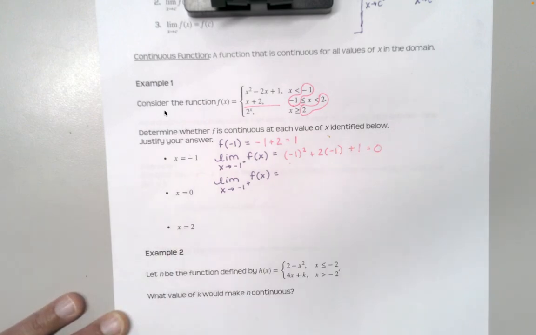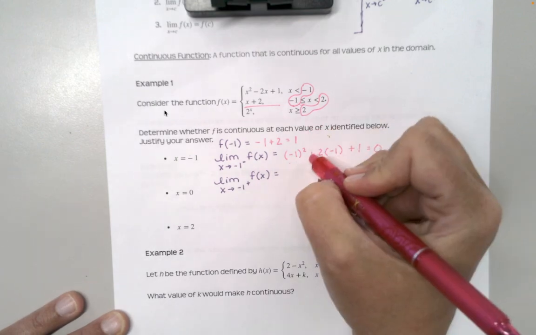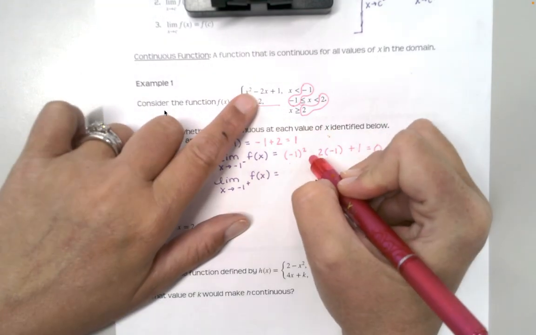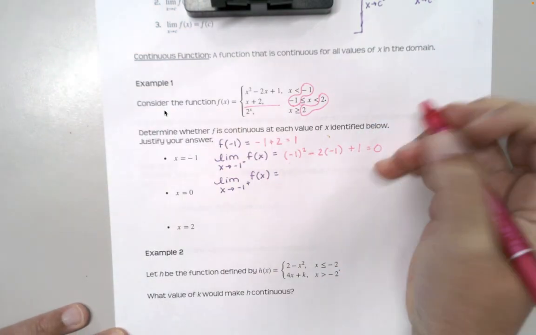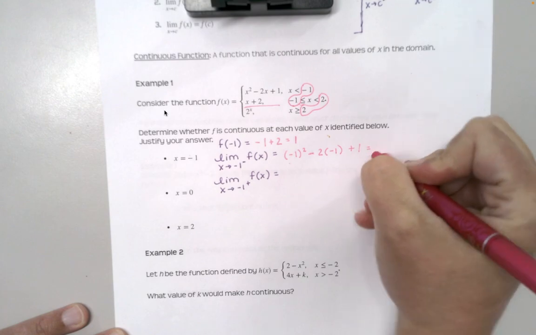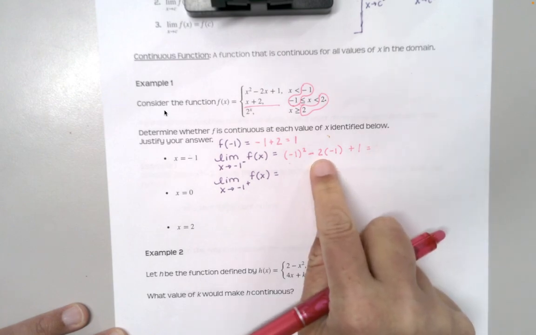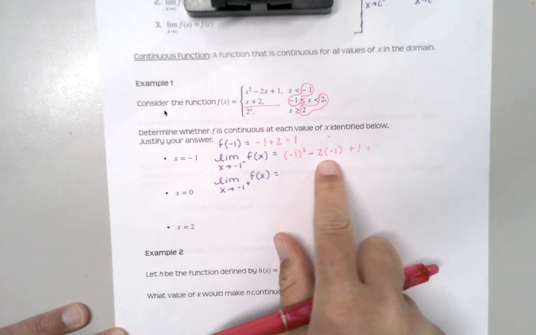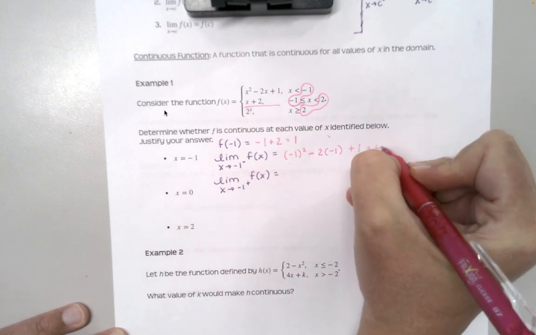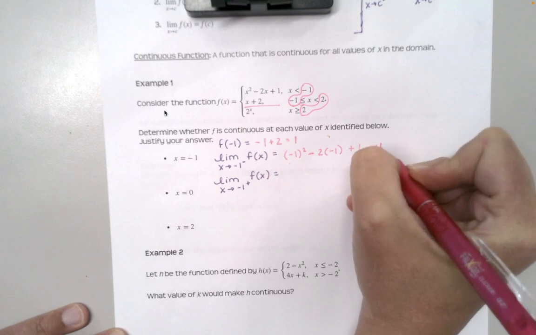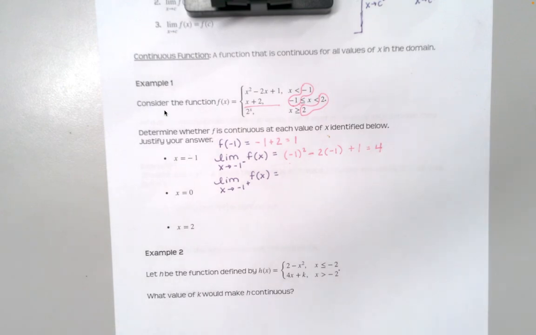Oh, and you know what? I just realized I don't think it actually changes my answer much, but I copied this wrong. This should be a minus. Okay, so let me crunch these numbers again. -1 squared is 1, and then this is -2 times -1, so that's +2. So 1 plus 2 is 3, plus 1 is 4.